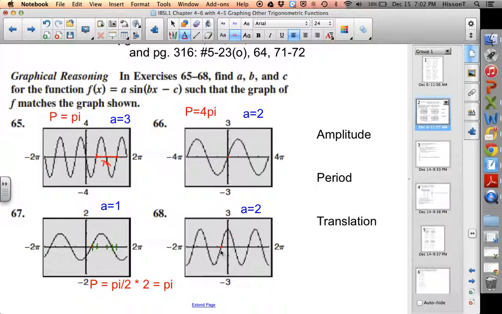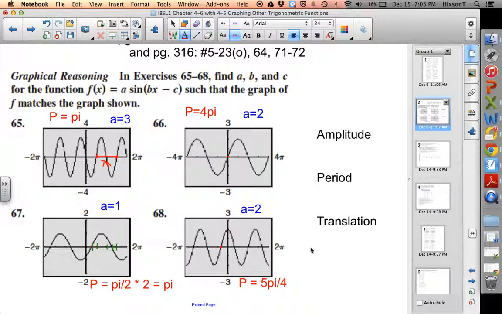Okay. On 68 here, again, you figure out, here's negative pi over 2, here's negative pi over 4. We're approximating because we don't have an exact scale, but that's alright. So that's negative pi over 4 up to pi. Okay, so that means our period is going to equal 5 pi over 4. Pi over 4 plus pi for a full period gives us 5 pi over 4.